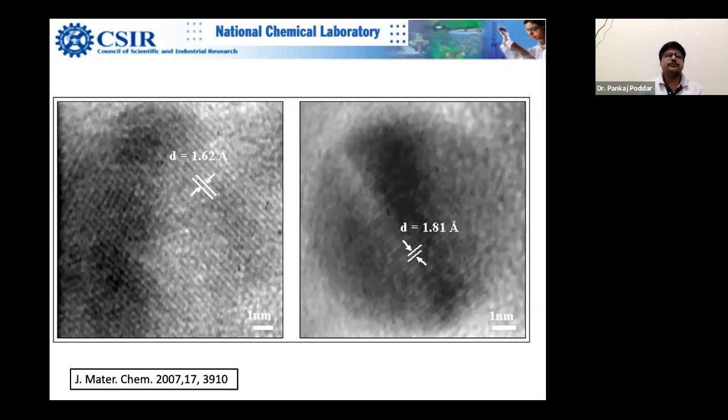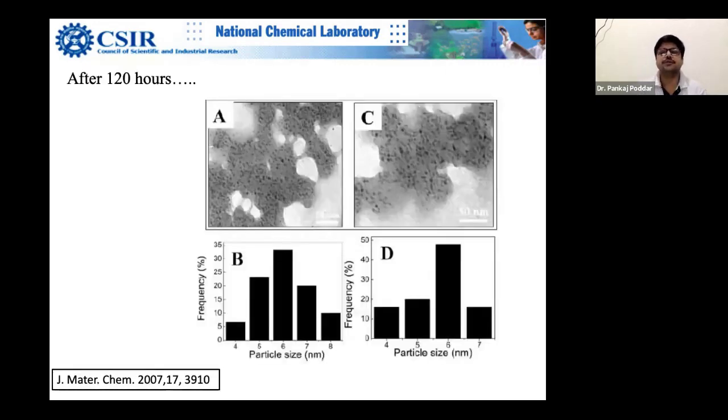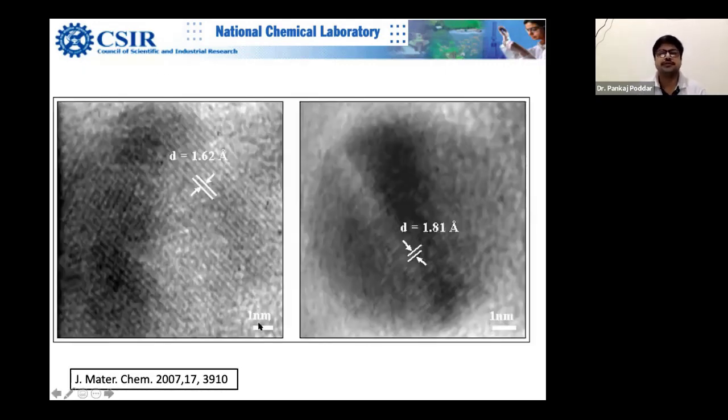And if you notice each particle, this scale is 1 nanometer. So what you see is the high resolution transmission electron microscopy image. You can see the lattice fringes, and you see there is a significant amount of crystallinity here.